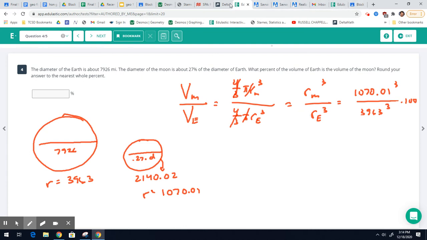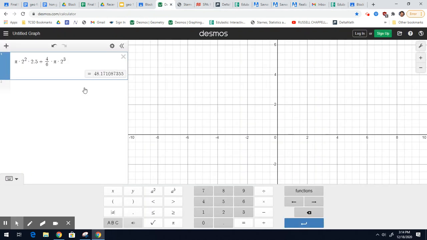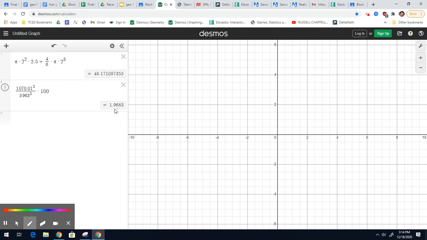All right, so let's see what we get on Desmos Graphing Calculator. So I'm going to do 1070.01 raised to the third divided by 3963 raised to the third. And then I'm going to times that by 100. And I got 1.9. It said round to the nearest percent. So this 9 is going to round that 1 to a 2. And 2% is your answer.